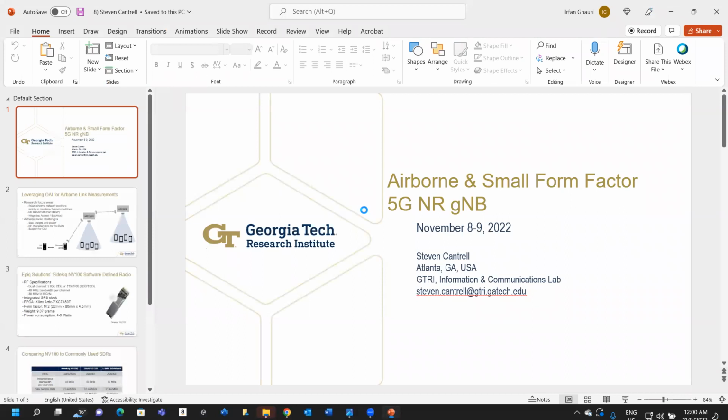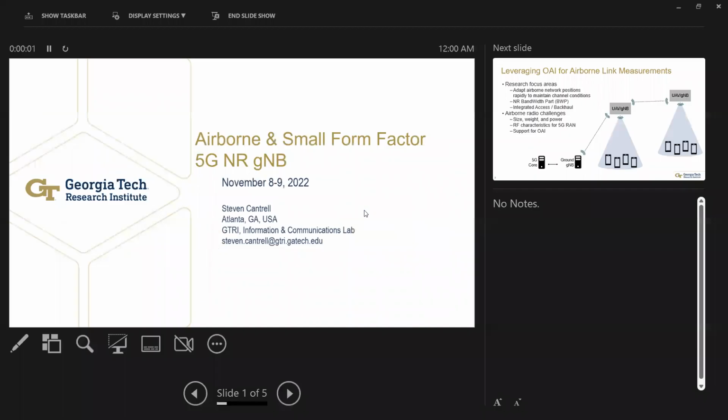So yes, our next speaker would have been Stephen Cantrell, who cannot be here today. So he will be replaced by his colleague, Austin Messon, from GTRI, and he will first present the airborne and small form factor 5G NR gNB demo.